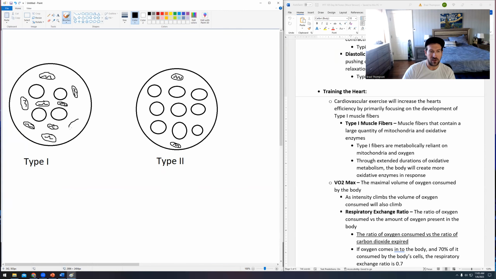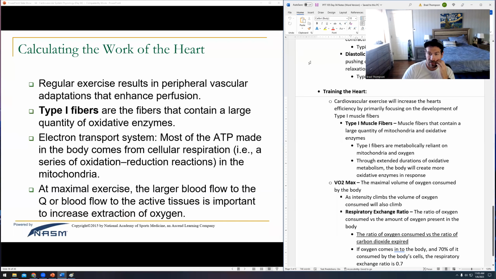They're going to have more mitochondria. There's probably going to be more oxidative enzymes there. There's probably going to be more myoglobin in the type 1 fiber so that they can deliver oxygen more effectively. Their body in general will probably have more hemoglobin in it, just running throughout everything, which is good for us everywhere, not just our running muscles. And so through extended durations of oxidative exercise, the body will create more oxidative enzymes.